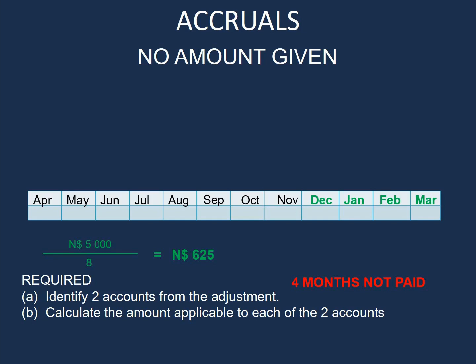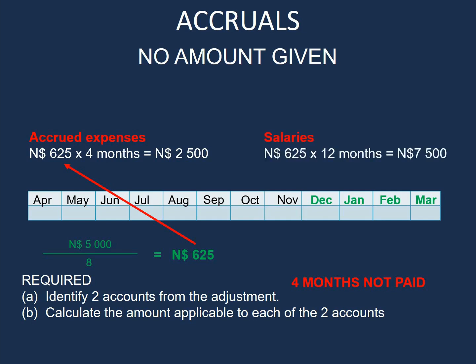$625. So now if we want to work out our accrued expense, we take that $625 multiplied by the 4 months outstanding, which will give us $2,500, and our salaries account will be $625 multiplied with the 12 months. That will give us $7,500.